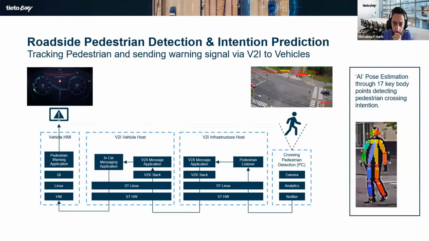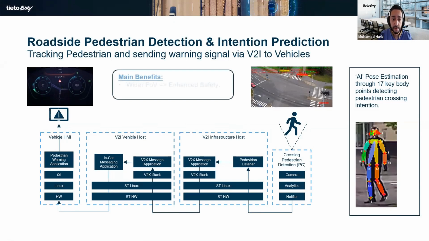Through this project, we found 2 key benefits. First, mounting the camera on a highly elevated point, this vantage point, gave us a much wider field of view, which enhanced the safety a lot, because this is completely different from what the vehicle is able to see. So this gave us a different point of view from what the vehicle can see, and consequently improved the safety.